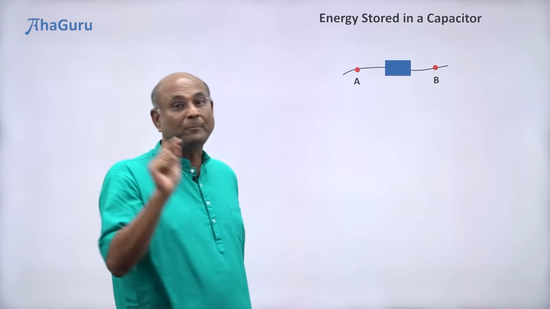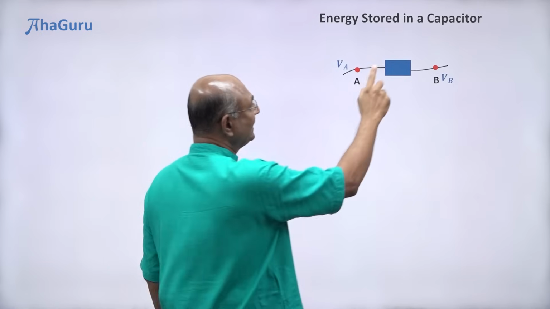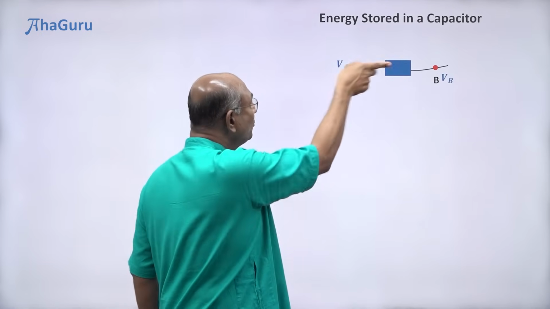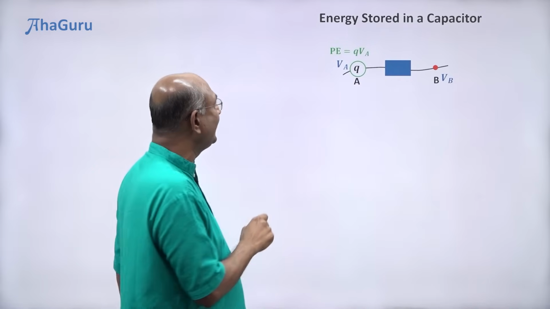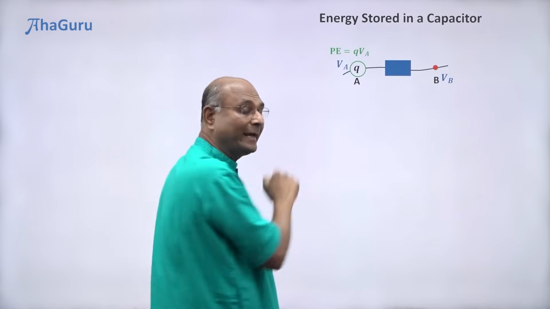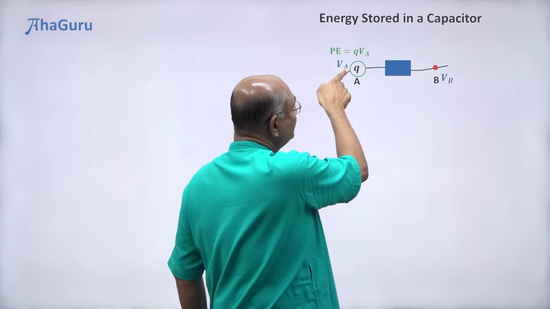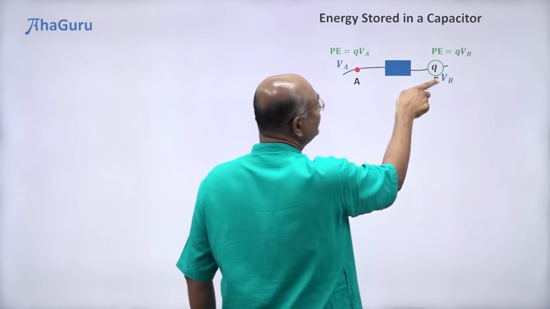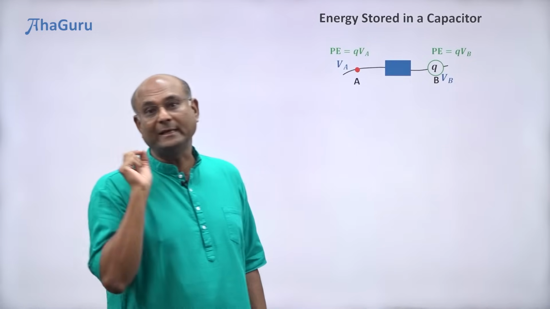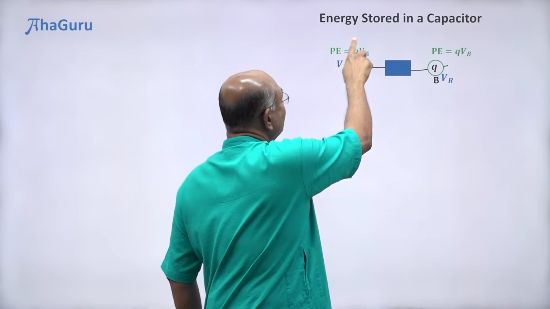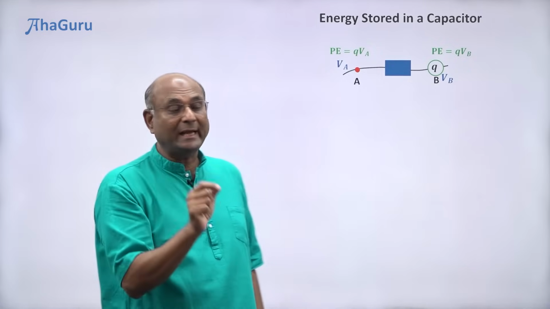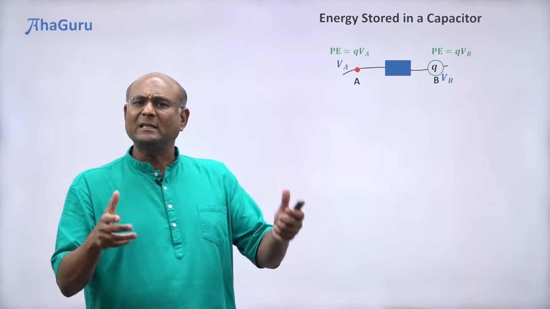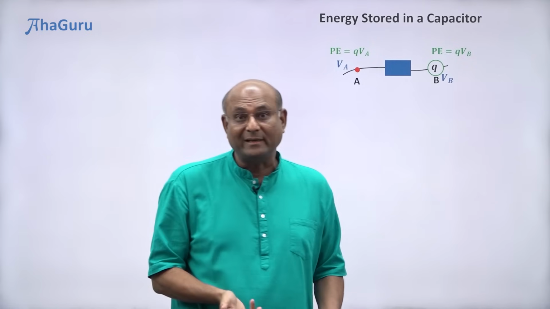At the entry, the potential is VA and at exit, the potential is VB. When charge Q comes into the entry point, it has energy Q times VA. When the same charge goes through the box and comes out of the exit, it has energy Q times VB. So the energy with which the charge came in is different from the energy with which it is going out. So let us say that the charge has lost energy.